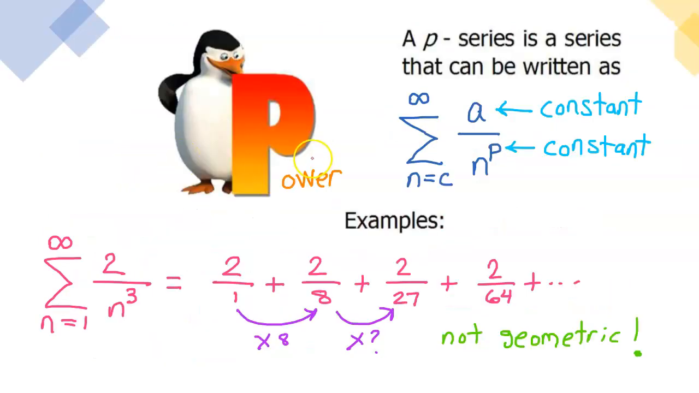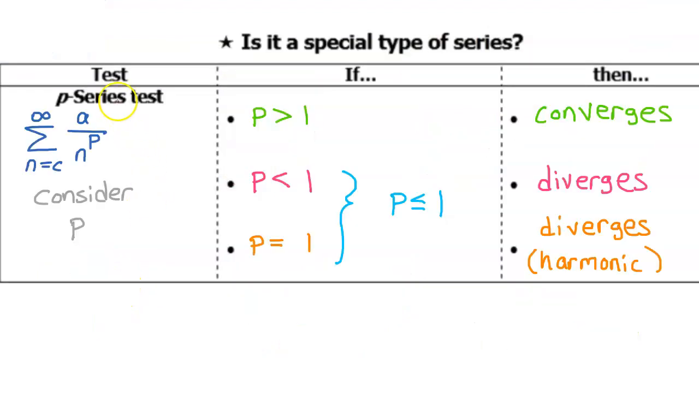The next few problems are about p-series, which can be written in the form a over n to the p power. So, for example, the sum from n to infinity of 2 over n to the third power is a p-series. If you have a p-series, you can use the p-series test, which says, consider the value of p. If p is greater than 1, then the series converges. If p is less than or equal to 1, the series diverges.